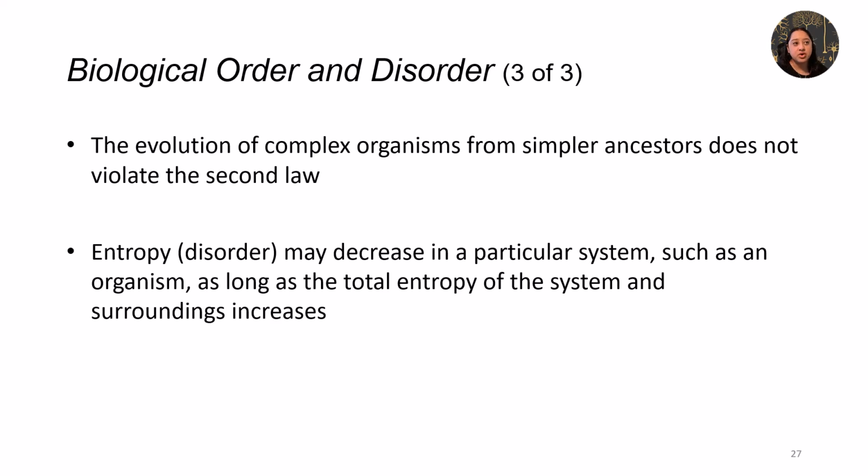And so even though we are complex organisms and all of the things that are alive today are seemingly more and more complex, the evolution of complex organisms from simpler ancestors doesn't really violate the second law, technically, because it's still increasing the entropy in the system. So entropy, again, is a measure of disorder, and it may decrease in a particular system, like in an organism, but it's still increasing the total entropy of the system and its surroundings.